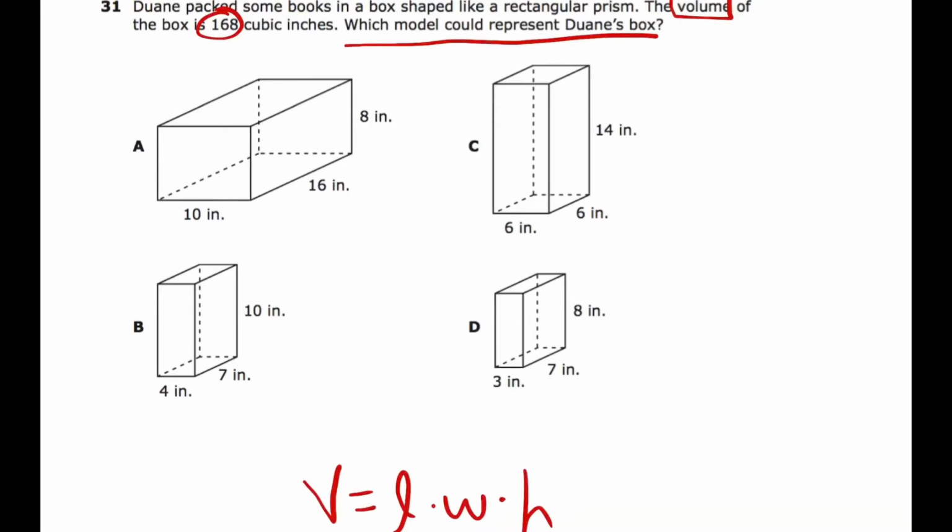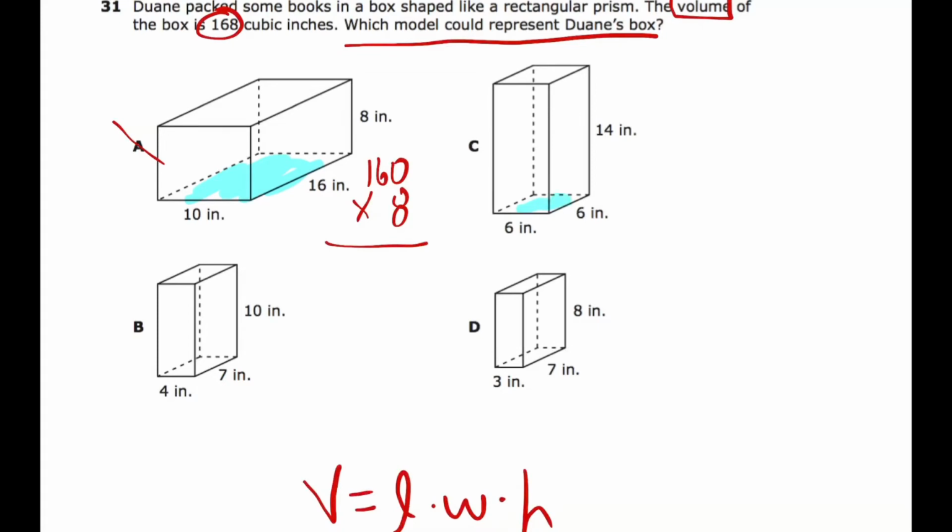So here I have 10 times 16 to get this base area. So if I build that first layer, that's a 10 times 16, which is 160. So that gets me 160, and I'm going to multiply that by 8 layers tall. That's going to be way larger than 168, so that won't work. And if you don't believe me, you can go ahead and multiply it out.